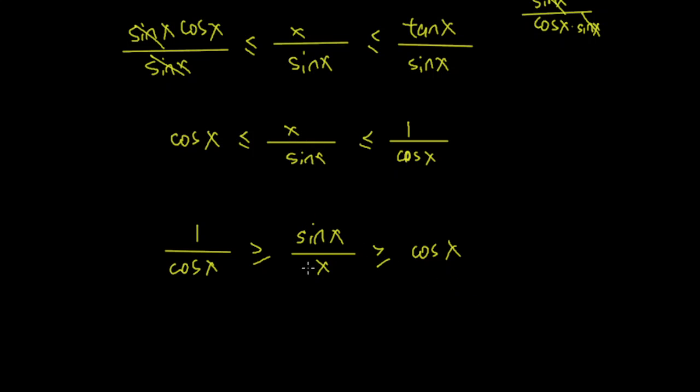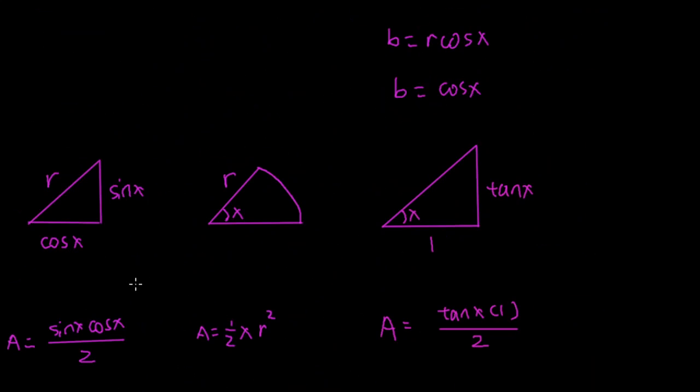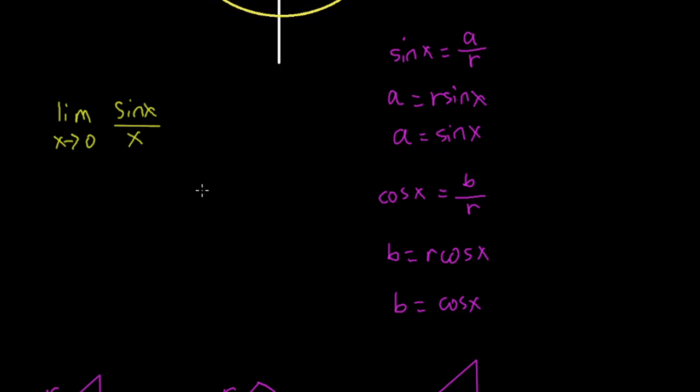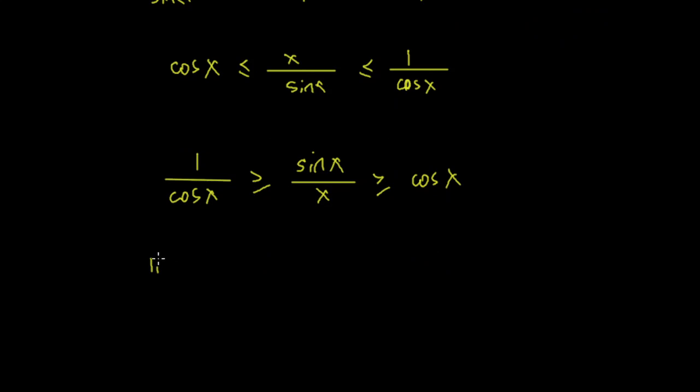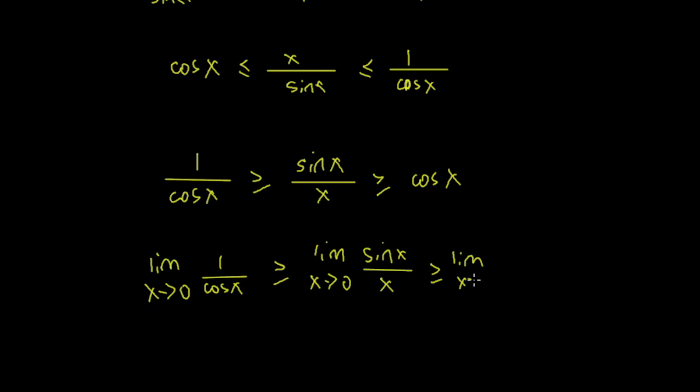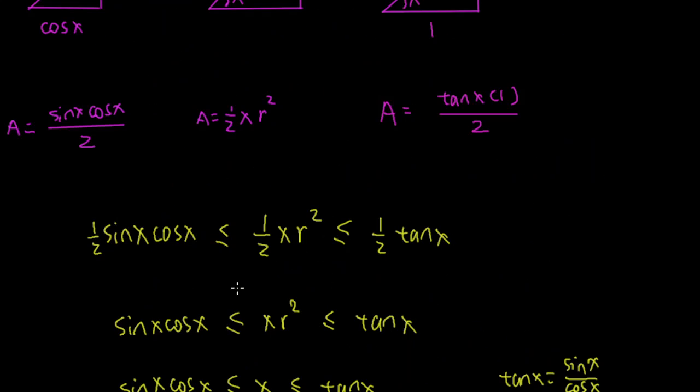Okay, now the middle term looks like this, right? And all I need to do is just take the limit for all these 3 terms, and I will get the middle term equal to the limit. So take the limit as x approaches 0, 1 over cosine of x is greater than or equal to limit as x approaches 0, sine x over x is greater than or equal to limit as x approaches 0, cosine of x. Now, the middle term is exactly what we want, right?